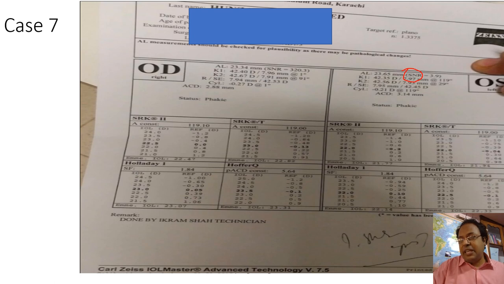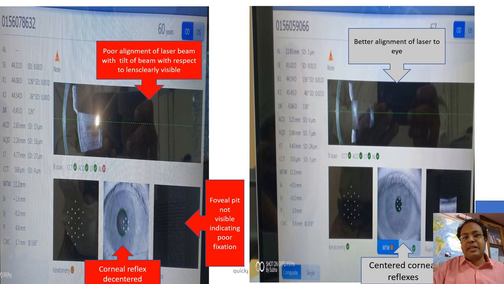With the current version, this IOL Master 700, I have been visiting one of the clinics over here. If you see this, on the left, the patient was not fixating very well. What you see over here is that the foveal pit is not visible. On the right eye, the foveal pit is visible over here. But on the left eye, the foveal pit is not visible. That means the patient was not fixating.